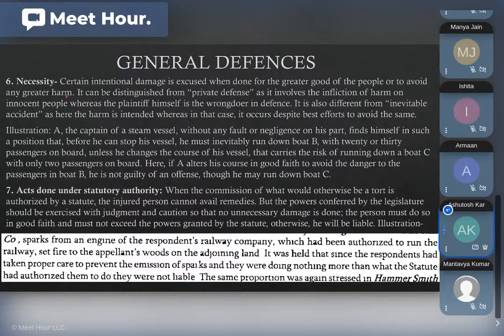It can be distinguished from private defense as it involves the infliction of harm on innocent people, whereas in private defense the plaintiff himself is the wrongdoer. So see, in the case of necessity you are inflicting harm upon some people who are innocent. They have not done anything. Whereas in private defense, the defendant is defending himself, suppose, by fighting someone, and why is he doing it? Because the person against whom he is acting is the wrongdoer, he is committing some kind of threatening act, whereas here the harm is against innocent people.